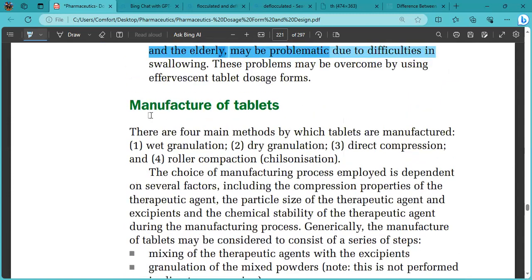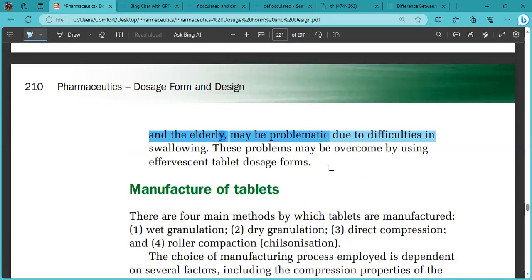I think we've covered this in the manufacture of tablets, dry granulation, compression, and the unit processes. So that's all I had for you in terms of pharmaceutics and dosage forms. The others I think you can read for yourself.